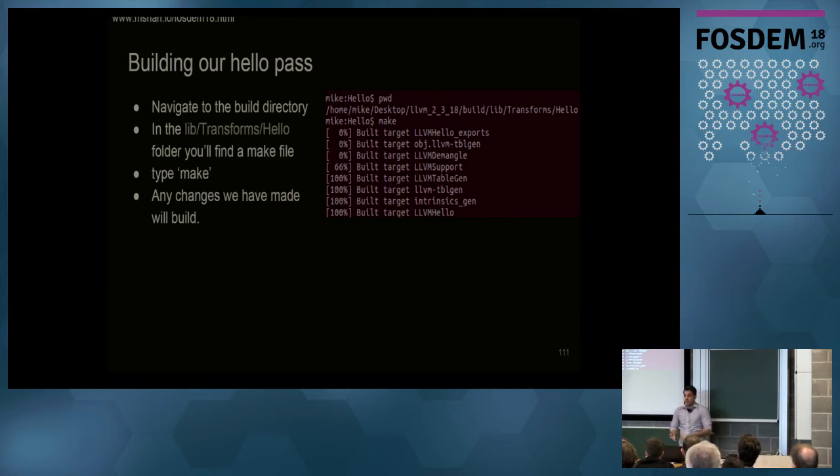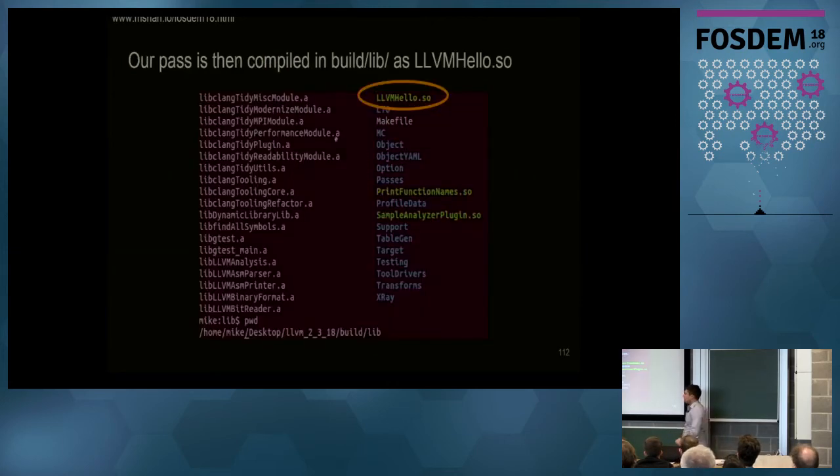So let's build our hello pass. How you do this, you navigate to the lib/Transforms/Hello directory. Within your build directory, there's a makefile. If you follow the instructions that are found, you type make, and it'll build for you. Okay, it'll build a library. So this is our pass as it's built. It's in our lib folder in the build directory. I see it way up there, LLVMHello.so. Okay, so it's a library there.